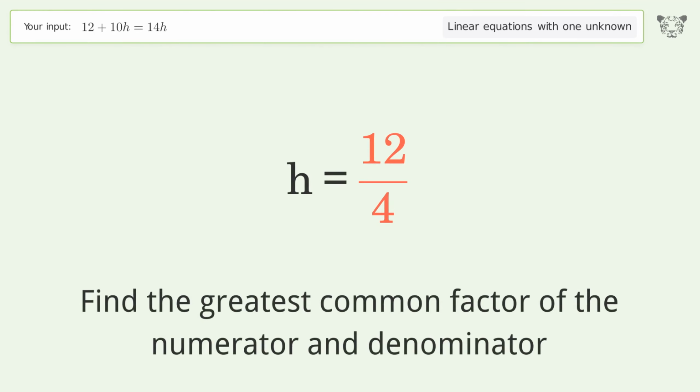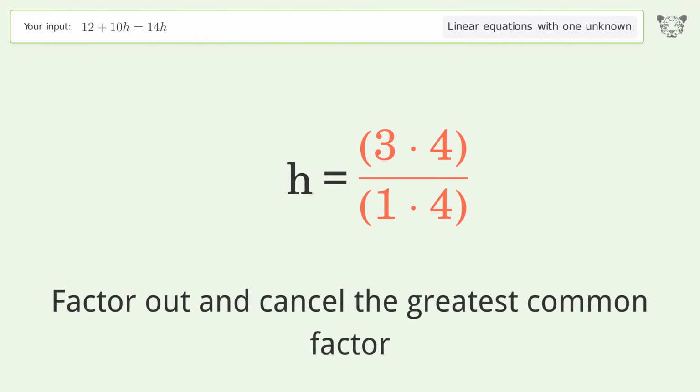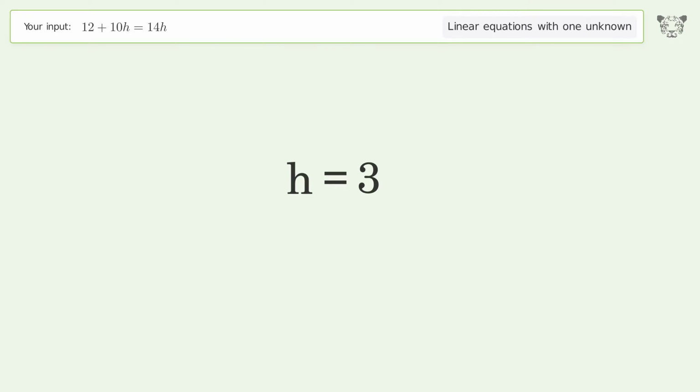Find the greatest common factor of the numerator and denominator. Factor out and cancel the greatest common factor. And so the final result is h equals 3.